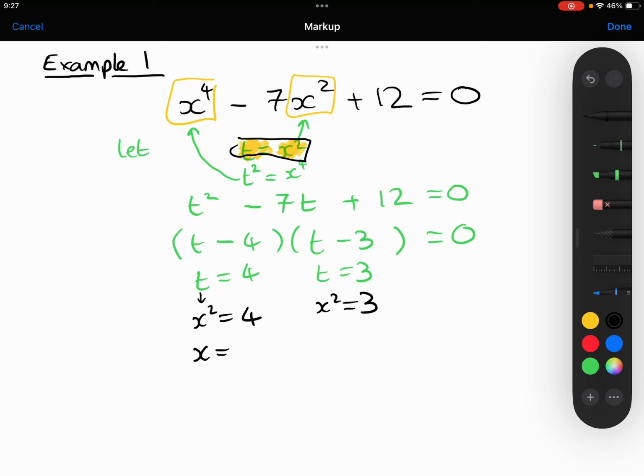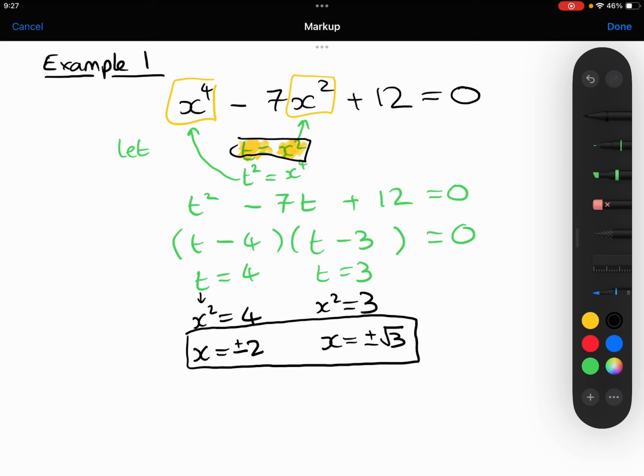So square rooting the 4, I'm going to get either positive 2 or negative 2, because 2 squared is 4, and also minus 2 squared is 4. Square rooting the 3, I'll get plus minus root 3. And I think those are the 4 different solutions to this quartic equation.